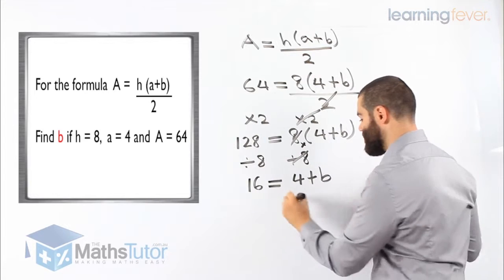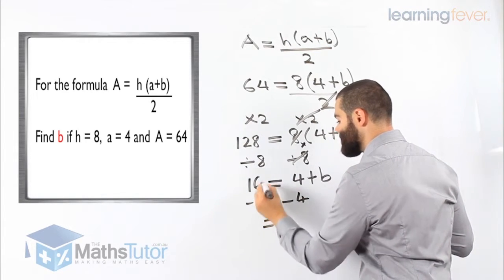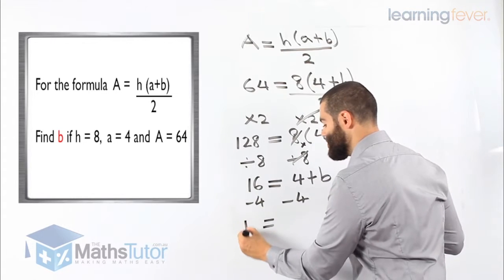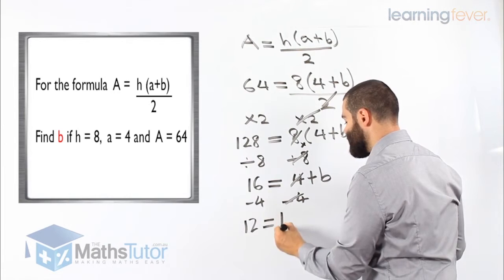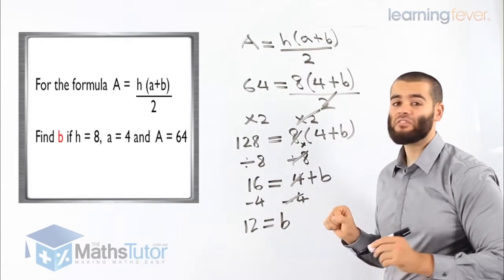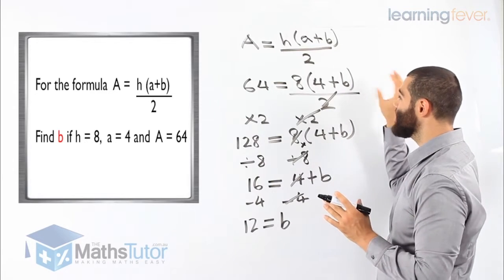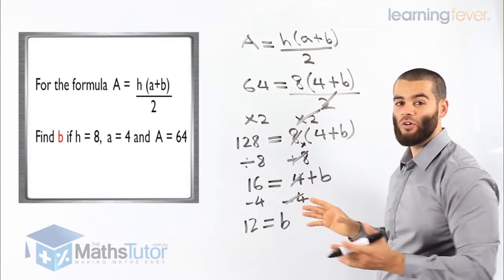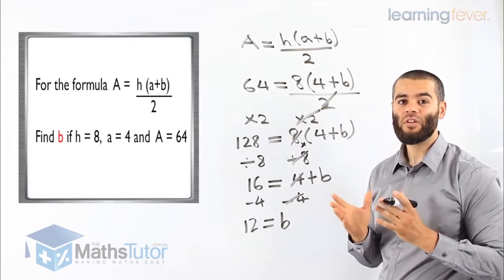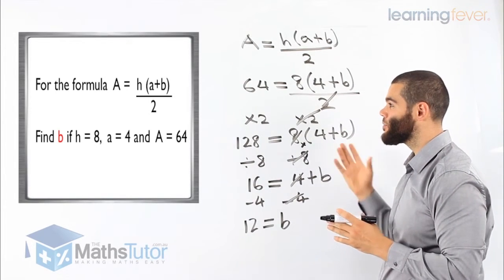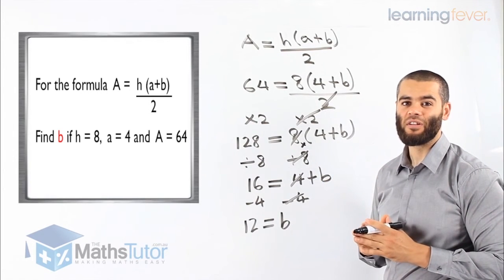Now simply minus 4 and minus 4. 16 take away 4 is 12. And 4 take away 4, gone. We're left with b. So our answer, we're asked to find b. b is 12. Very important to learn how to substitute correctly, and of course, to know how to solve equations. This is easy. Whenever you find questions like that, remember substituting and then simplifying the equation. Easy.